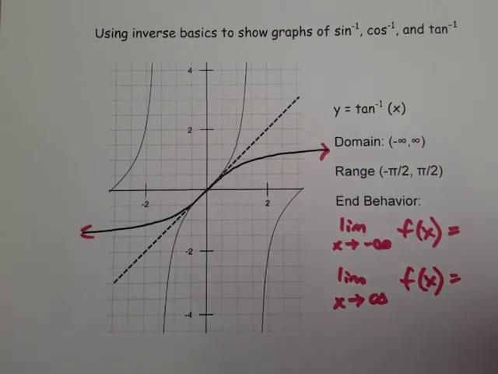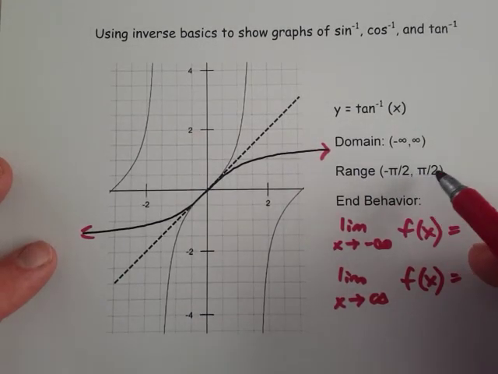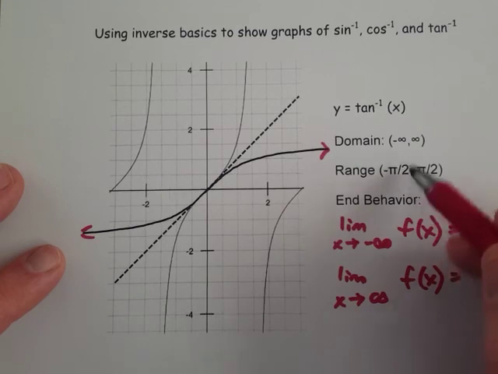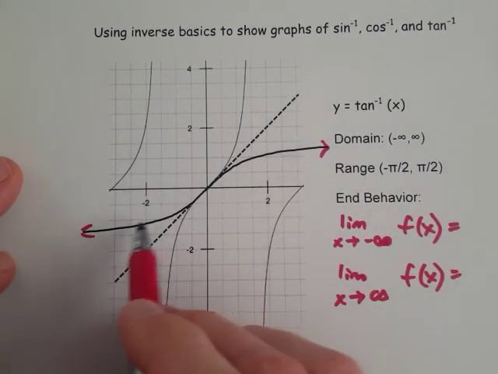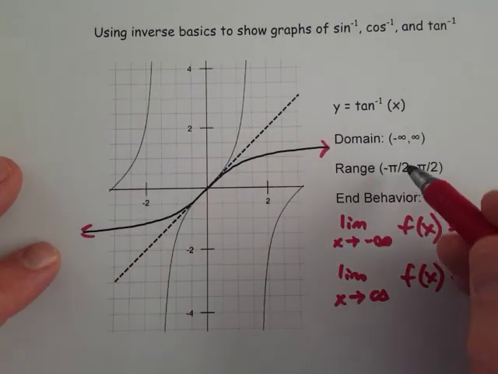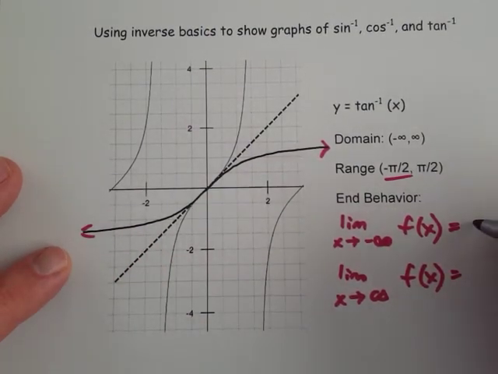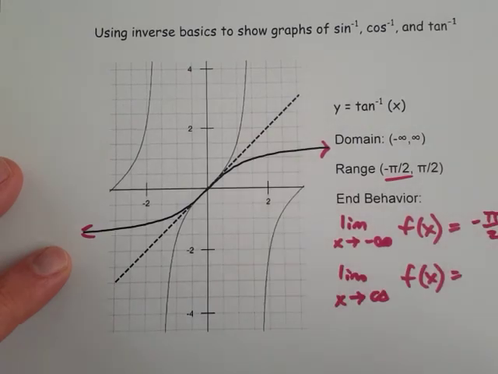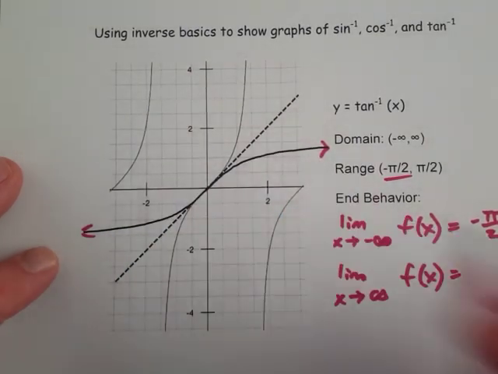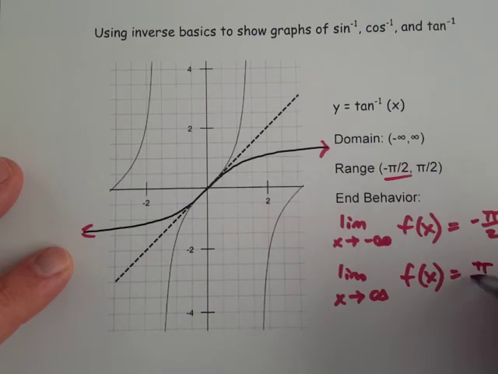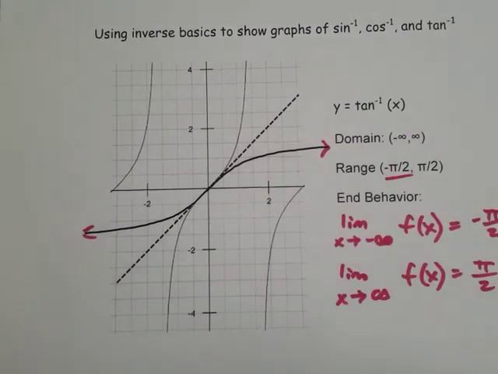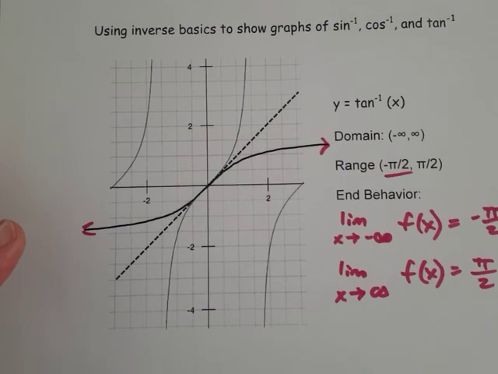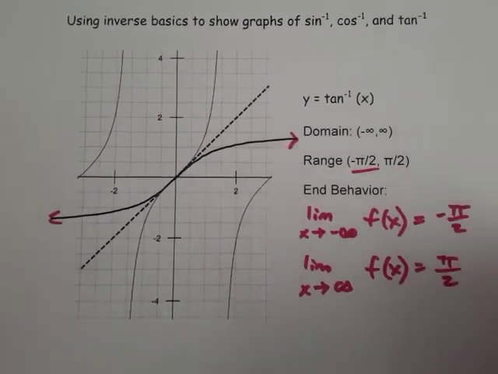Now the nice thing about this is it just corresponds directly to the range. The highest y value is pi over 2, the lowest y value is negative pi over 2, and so the limit, as we get further and further to the left, it just gets closer and closer to negative pi over 2. So that's going to be our end behavior on that side. On the right, it gets closer and closer to positive pi over 2. So not only does tangent inverse have a domain and range, but it also has end behavior, which is a little unlike the last two. So that's our final inverse graph.